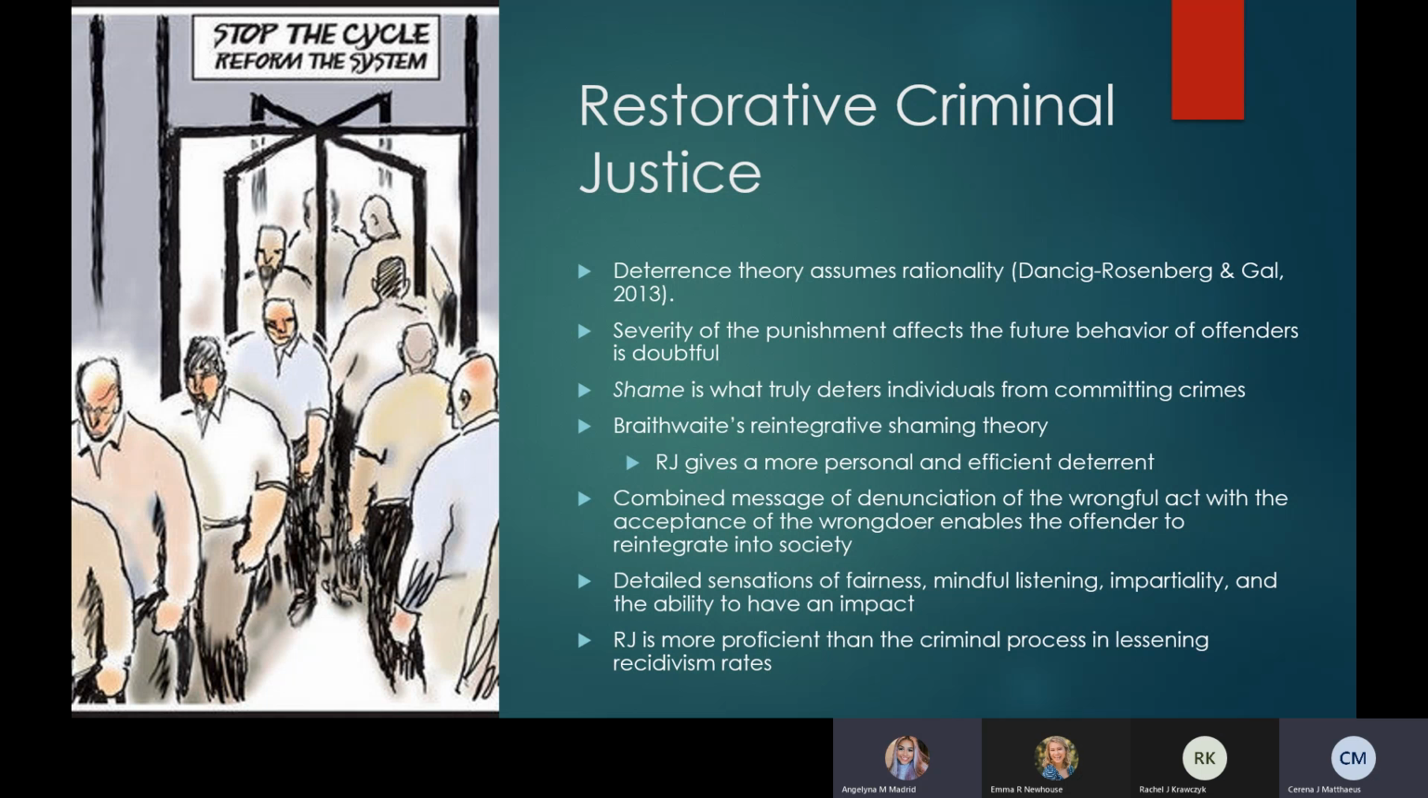And offenders who participated in restorative justice measures detailed sensations of fairness, mindful listening, impartiality, and the ability to have an impact, which encouraged them to satisfy their efforts. Restorative justice is, for the most part, more proficient than the criminal process in lessening recidivism rates.